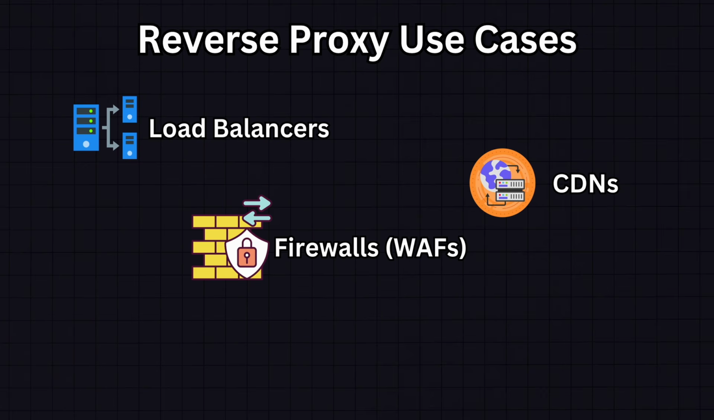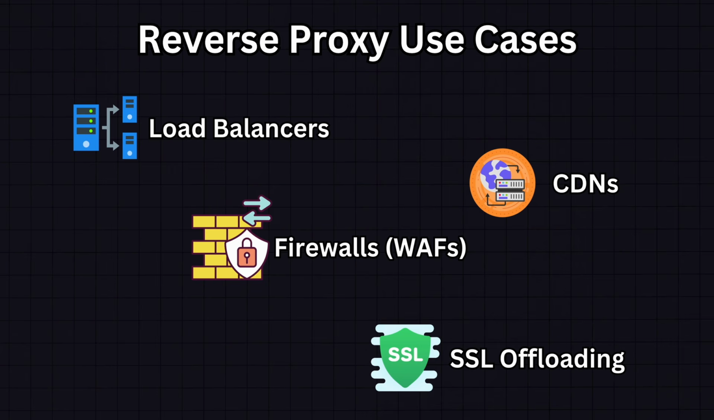Another example is web application firewalls, which are positioned in front of web applications. They inspect incoming traffic to block hacking attempts and filter out unwanted traffic. Firewalls also protect the application from common web exploits. And another example is SSL offloading or acceleration.